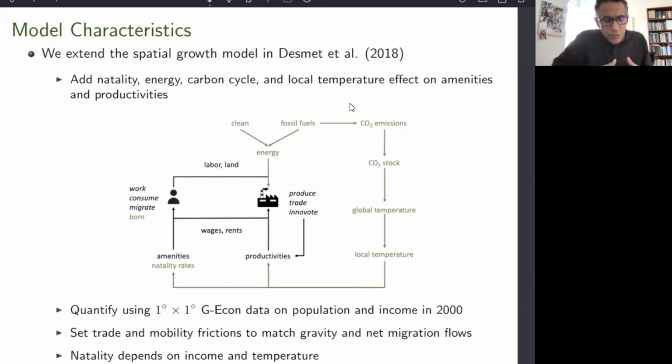And agents live in a particular location. They work in that particular location. And there's land in that location, and there are firms producing. These firms hire that land, hire people, and they produce particular goods. And these firms have the option to innovate, to improve their technology by investing in the location.